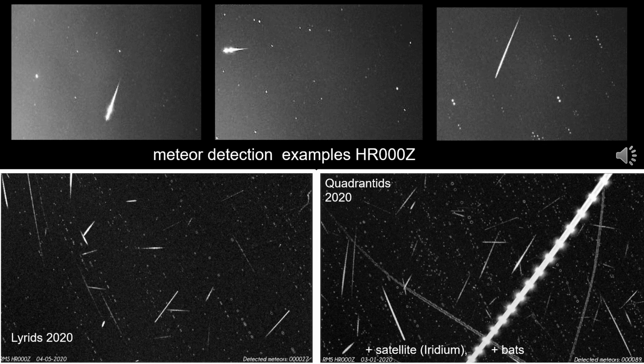Despite city light pollution levels, a couple of nice meteors with 2 fragmentations are obvious. Down, a meteor shower in May named Lyrids and a meteor shower in January named Quadrantids. You'll notice a trace of birds and trace of an Iridium satellite, which is a communication satellite.